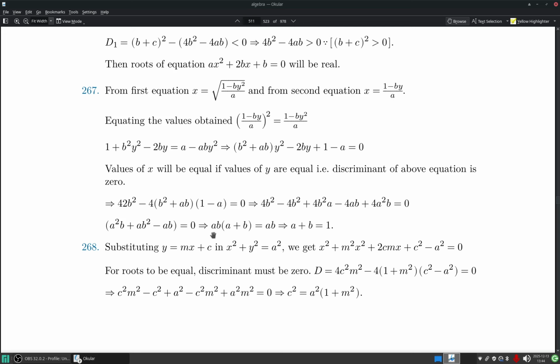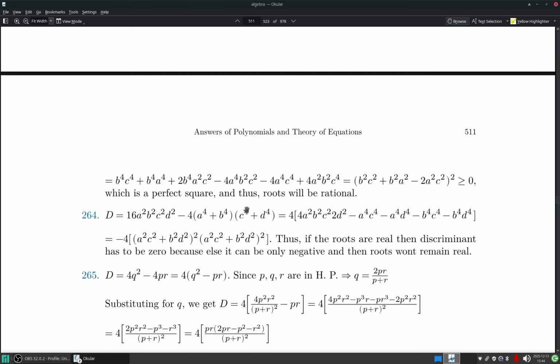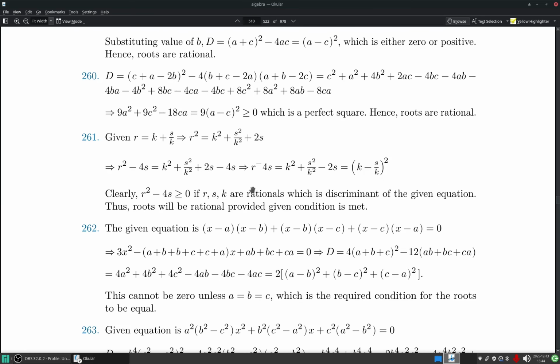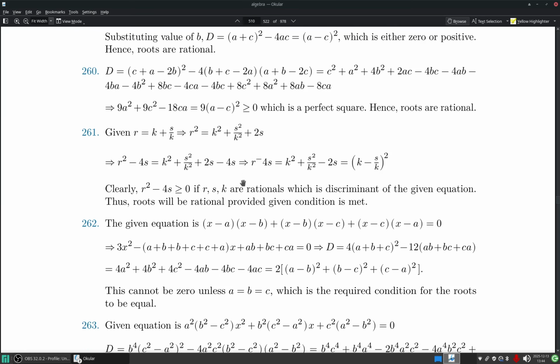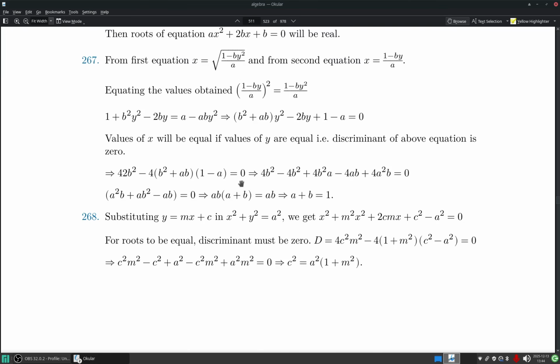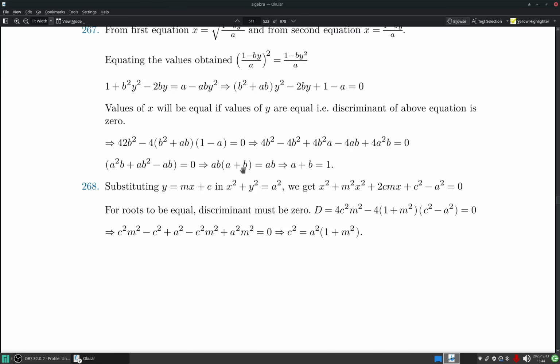We take out ab, and once we take out ab, we get (a plus b minus 1) is equal to 0. That implies that either ab is 0 or a plus b is equal to 1. There is a typing mistake over here in question 267, I note it and I'll fix it. Question 267 and the other one was 261. 261 and 267 have typing mistakes.